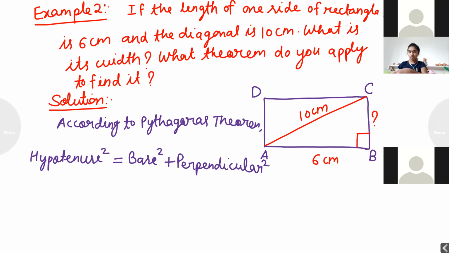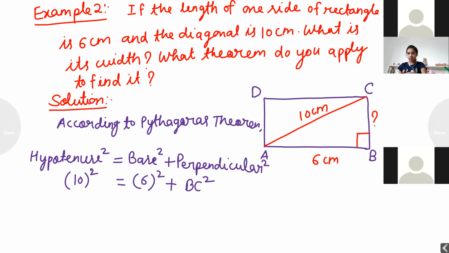In some countries, they use hypotenuse square is equal to opposite side square plus adjacent side square. In our India, we use hypotenuse square is equal to base square plus perpendicular square. Again, we can say hypotenuse square is equal to length one square plus second length square. Now, the hypotenuse is already given, no need to find it out. Hypotenuse is 10. In place of hypotenuse, I substitute 10 square is equal to base 6 centimeter, 6 square, perpendicular is BC square.